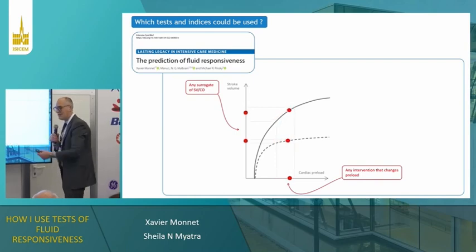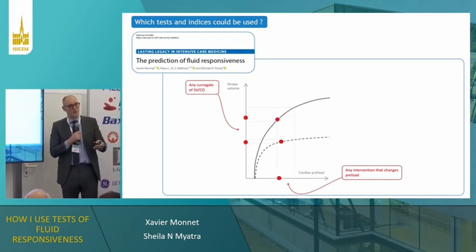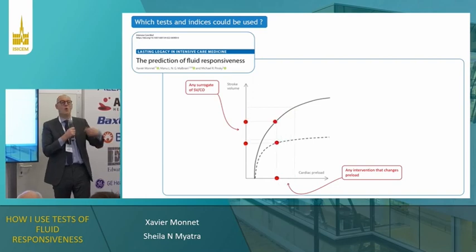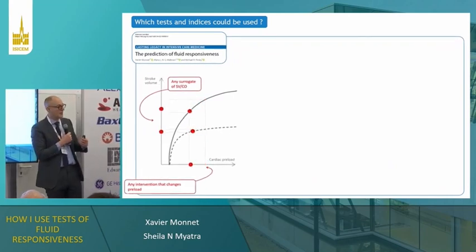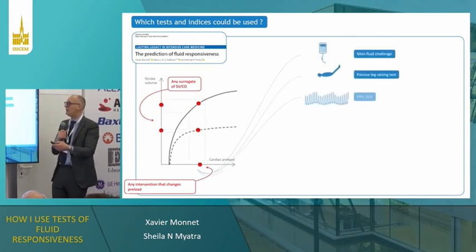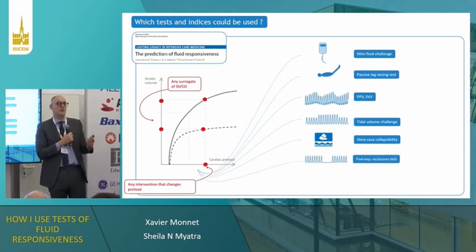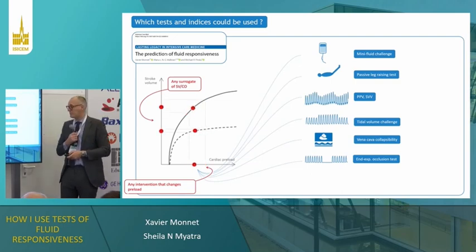The principle is easy. You change preload in any way you have, or you observe any spontaneous change in the preload, and you assess the change in cardiac output, stroke volume, or any surrogate. And today, as we will see, we have several ways to assess preload responsiveness, and in fact to change preload. You can do that with fluid itself, passive leg raising, or by manipulating the ventilator. And you know that during mechanical ventilation, each increase in intrathoracic pressure decreases preload. So during ventilation, preload varies from cycle to cycle.